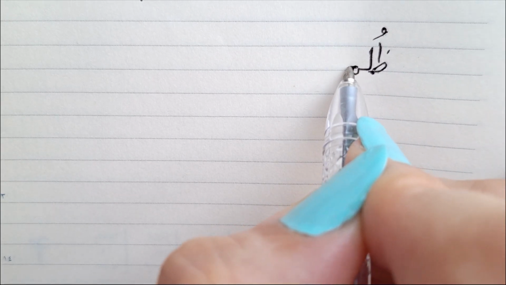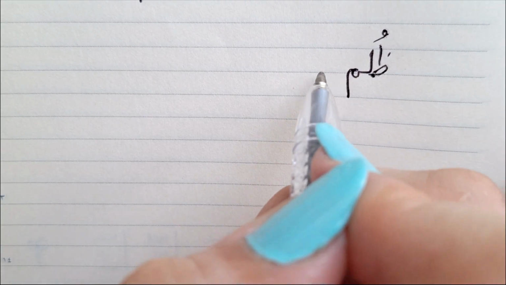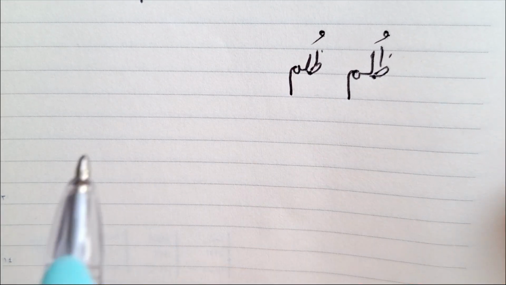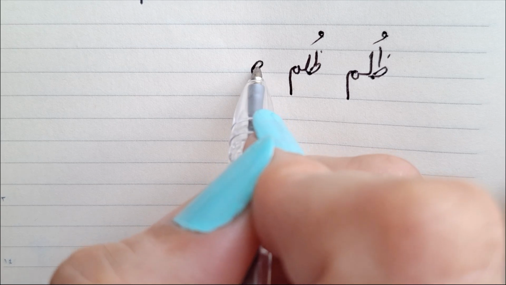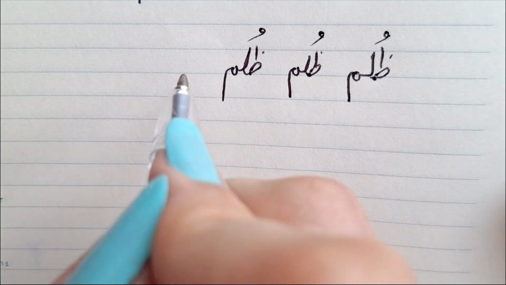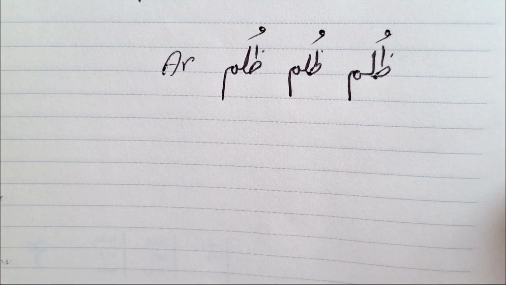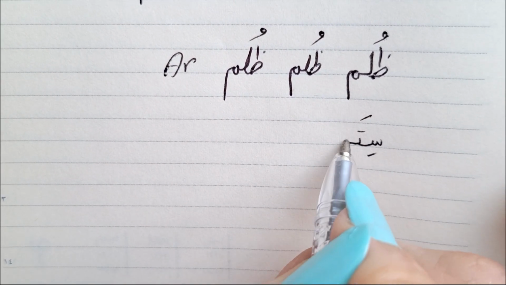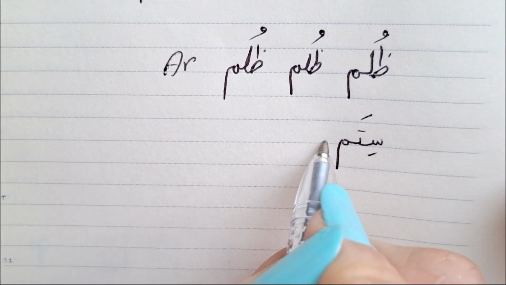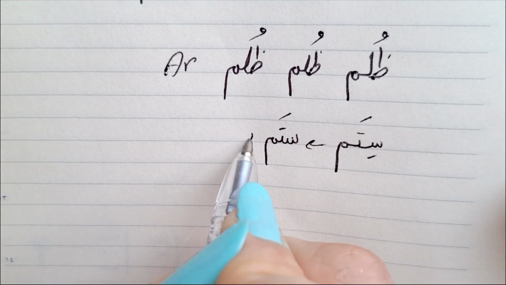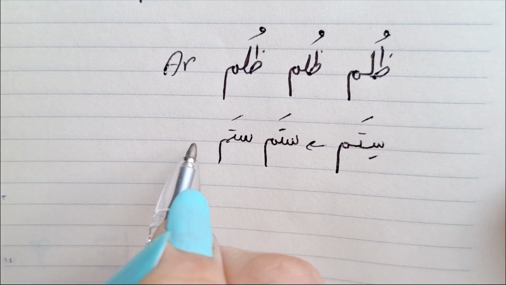Another example for za. Za plus o plus lam plus mim. Together, zolm. Zolm means cruelty. And it's Arabic, so instead we use the Persian word which is setam. S-E-T-A-M. Setam.